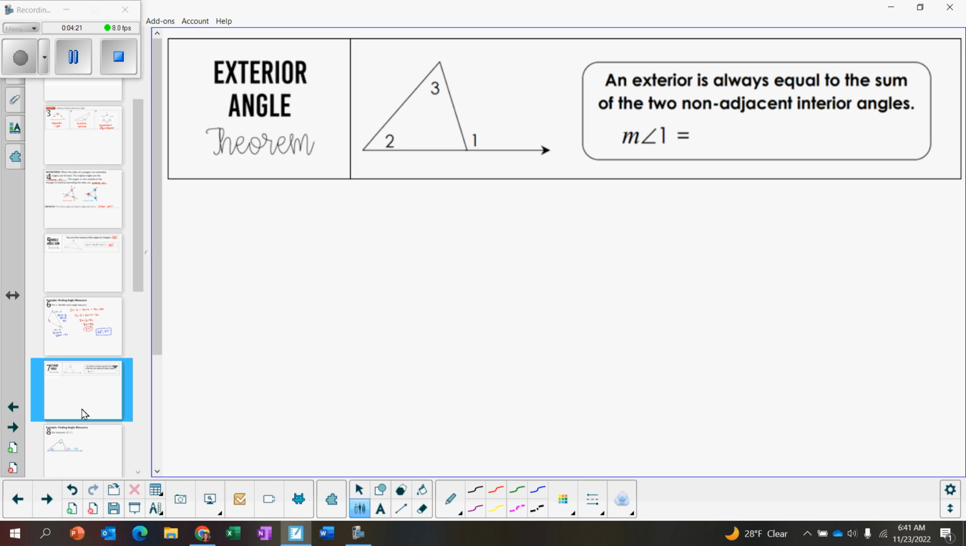So now we're going to talk about exterior angles. Exterior angles, like we said before, are the ones that are formed when you extend the side. And it says an exterior angle is always equal to the sum, meaning plus, of the 2 non-adjacent interior angles. So this angle would be adjacent to angle 1. The other 2 angles, 2 and 3, are the non-adjacent angles. So the measure of angle 1 actually equals the measure of angle 2 plus the measure of angle 3.